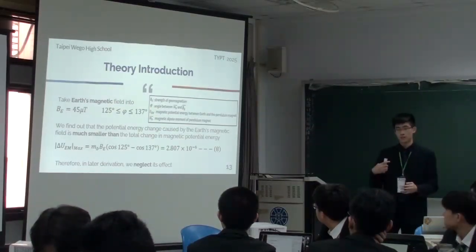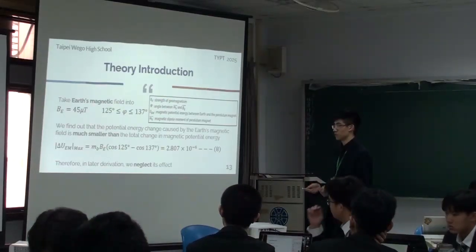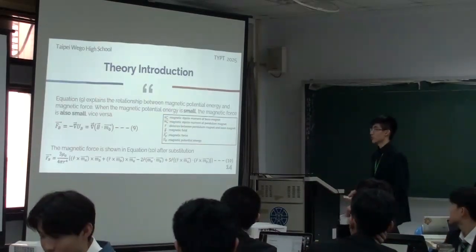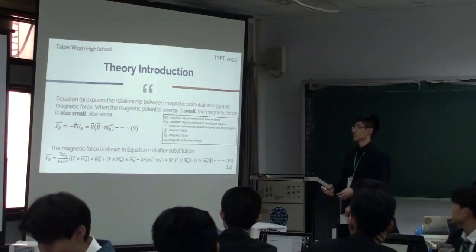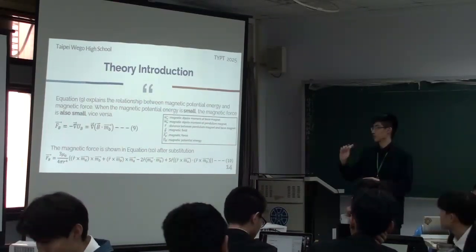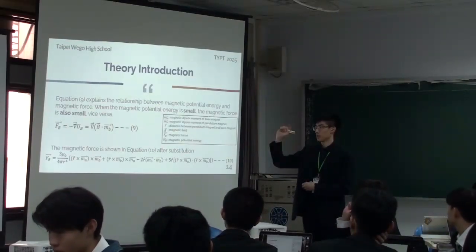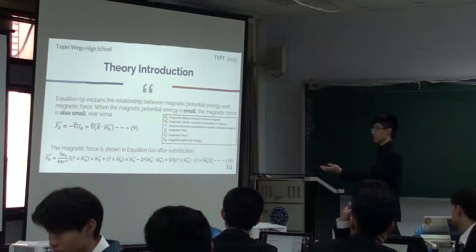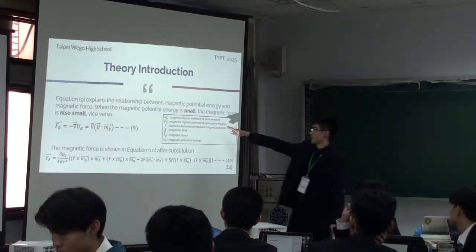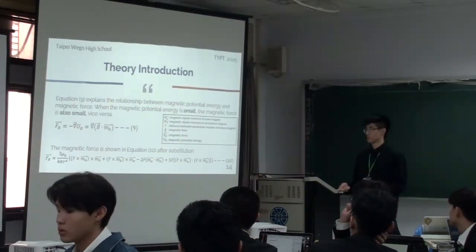Now, like I mentioned before, the system is highly sensitive to initial conditions. So no matter how small the Earth's magnetic field is, we still need to consider it. Equation 9 explains the relationship between magnetic potential energy and magnetic force. When the magnetic potential energy is small, the magnetic force is also small, and vice versa, as shown in equation 9. The magnetic force is shown in equation 10 after substitution. Here, A represents the base magnets and B represents the magnet suspended on the string.